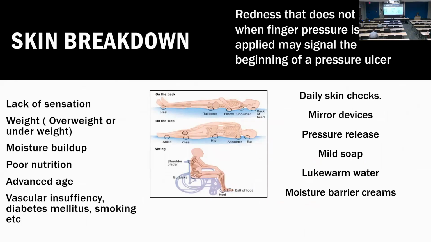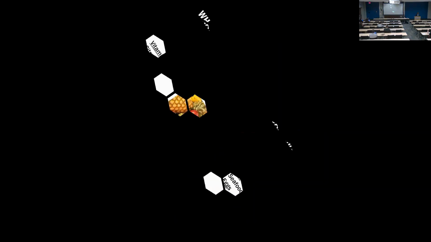Skin breakdown, Dr. Cleveland did describe all of this. I did notice that if you have some kind of redness on your skin and you press on it, and if it doesn't blanch, then it may be the beginning of a pressure ulcer. So you definitely need to establish care with a wound clinic and have regular skin checks.